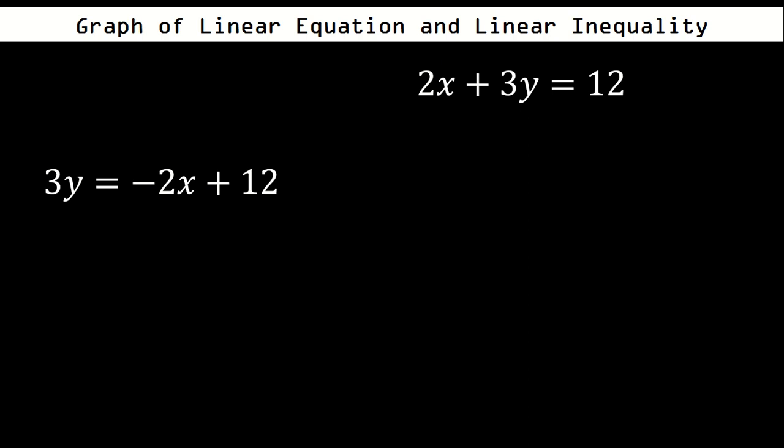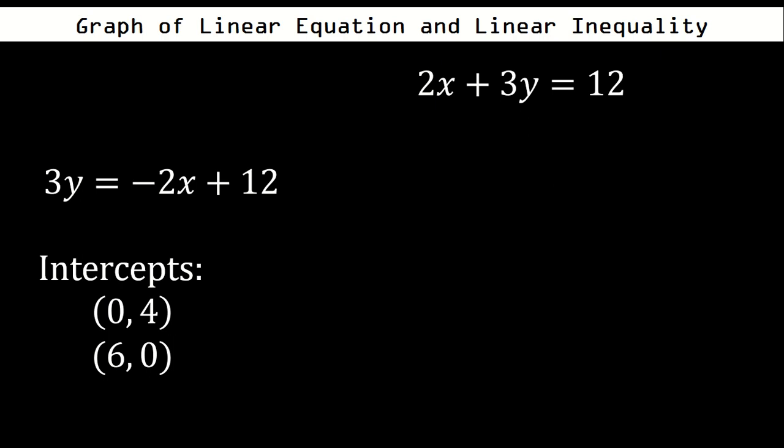Then for the y-intercept, we let x be equal to 0. So negative 2 times 0 is 0, so 3y is equal to 12, and that is y is equal to 4. So we have the y-intercept 0 comma 4 and the x-intercept 6 comma 0.